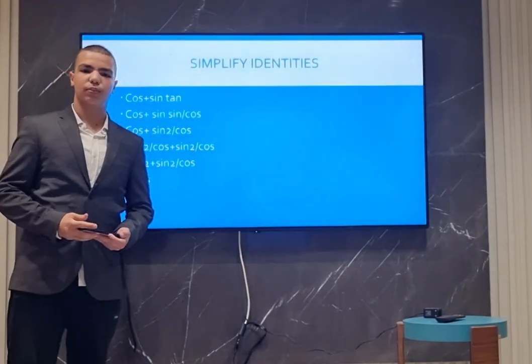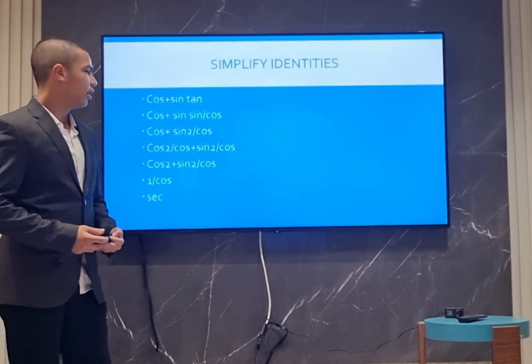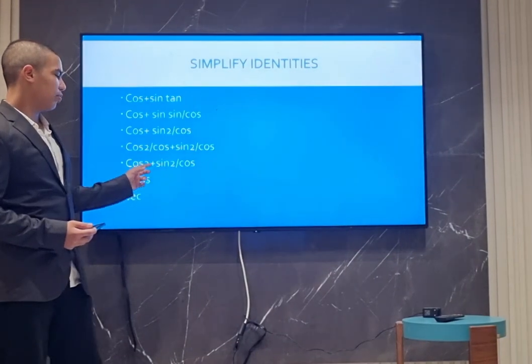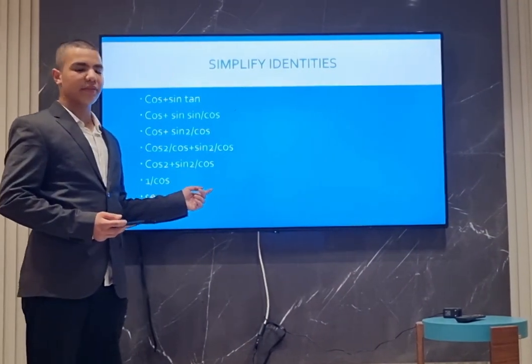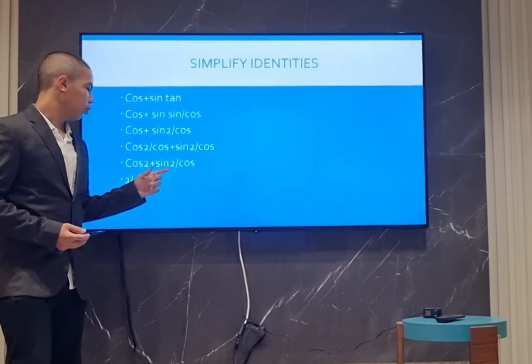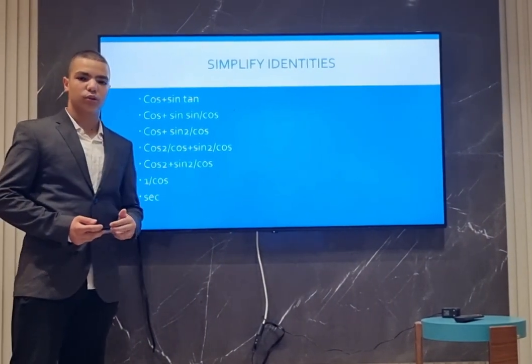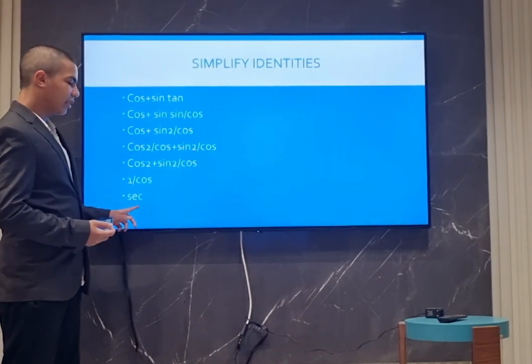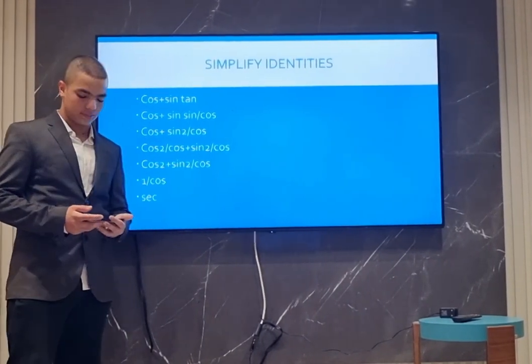Then we will multiply sine over cosine. It will be cosine plus sine power 2 over cosine. Then we will add the cosine plus sine power 2 over cosine. And the answer will be cosine power 2 plus sine power 2 over cosine. And in the identity, cosine power 2 plus sine power 2 is equal to 1. So it will be 1 over cosine. And 1 over cosine is also an identity which is equal to secant. And the secant is the simplest form of this identity.